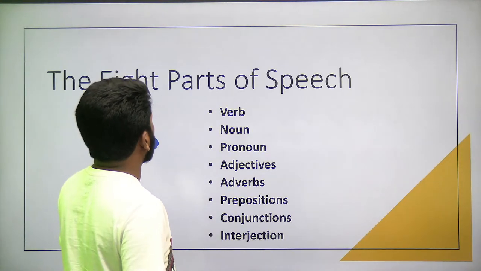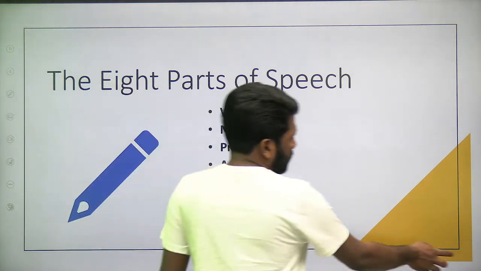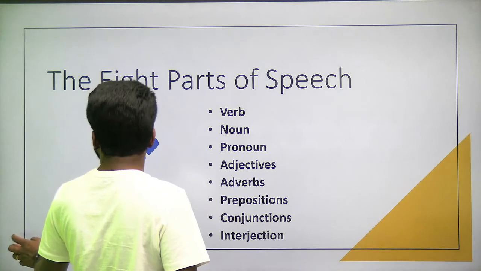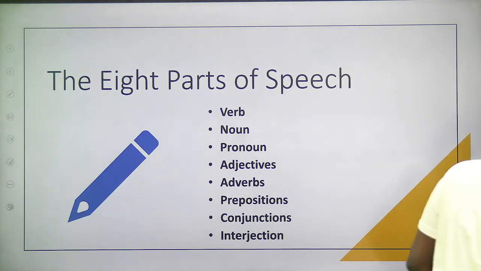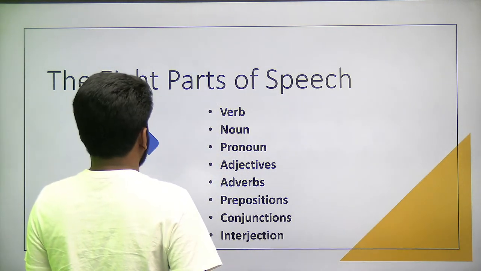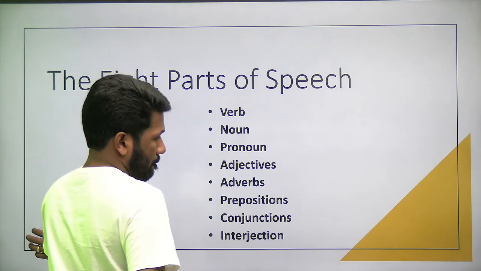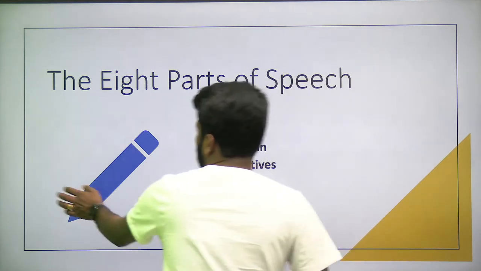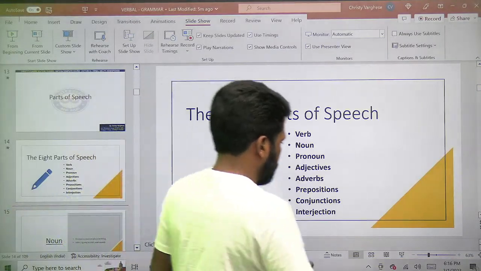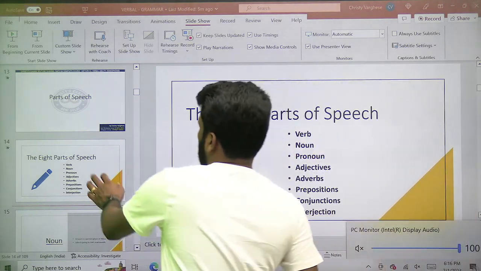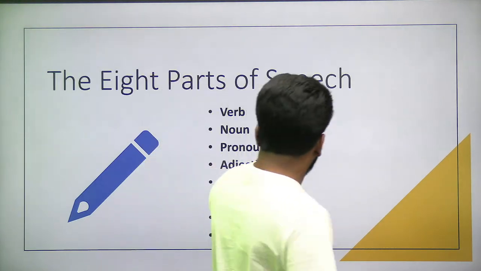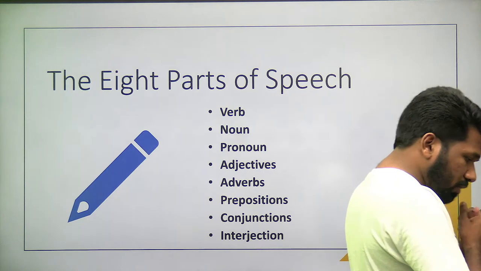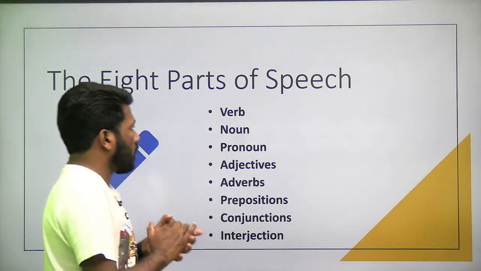So parts of speech, all of you know what is parts of speech, right? The 8 parts of speech, all of you know. What are the 8 parts of speech? Okay. The 8 parts of speech are verb, noun, pronoun, adjectives, adverbs, prepositions, conjunctions, interjections. I will suggest those who are attending this session live or recorded, you can mention your idea about each of these parts of speech. One by one we will discuss.